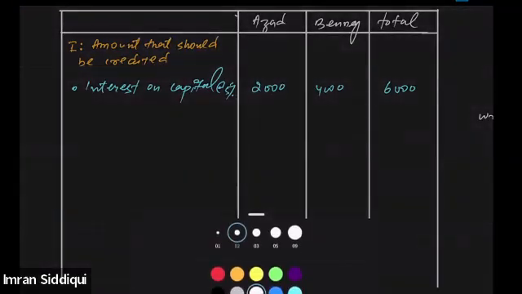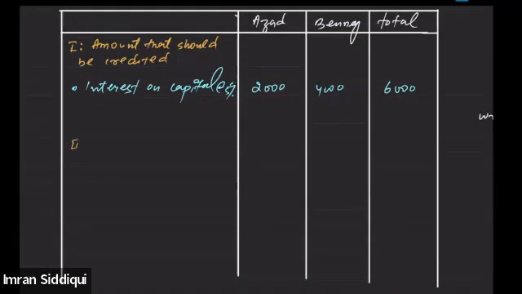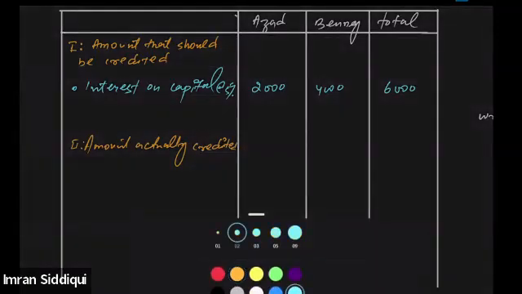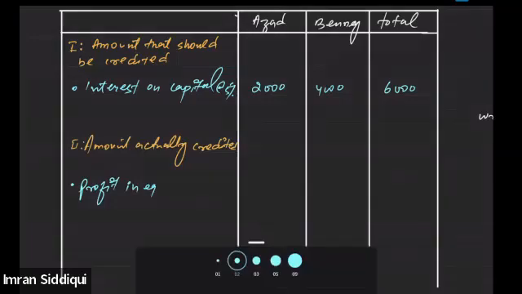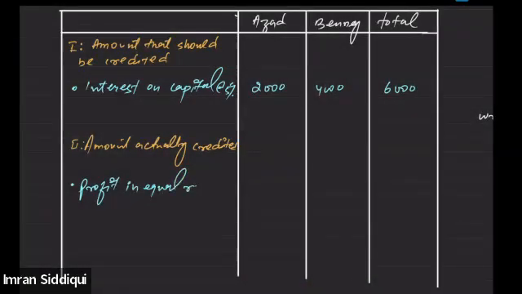Now see, we'll record this value here. Amount actually credited. So the amount actually got credited not by way of interest. It must have been distributed by way of profit, profit in equal ratio. So 3,000, 3,000.